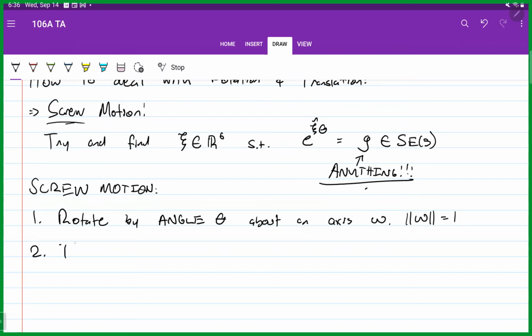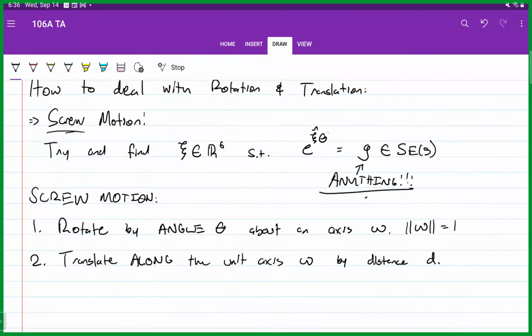And then secondly, we are going to translate along that axis omega by distance d. We'll see how we can convert between theta and d very easily. Just make sure that we only have one value controlling the distance. But at the moment, we have this problem where we want to control this length that we're moving independently. We'll see how to deal with that in a sec.